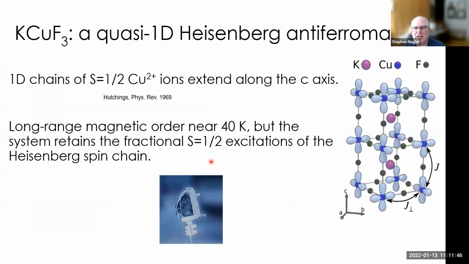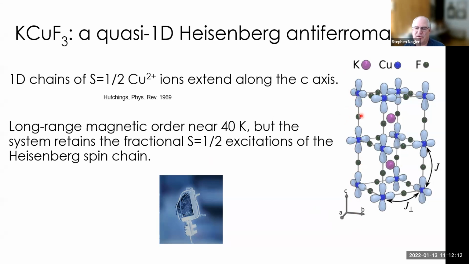Okay. So potassium copper trifluoride is a good example of a material that behaves very much as if it were a quasi one-dimensional or a one-dimensional spin 1/2 Heisenberg antiferromagnetic chain. It's an almost cubic system that is slightly tetragonal.